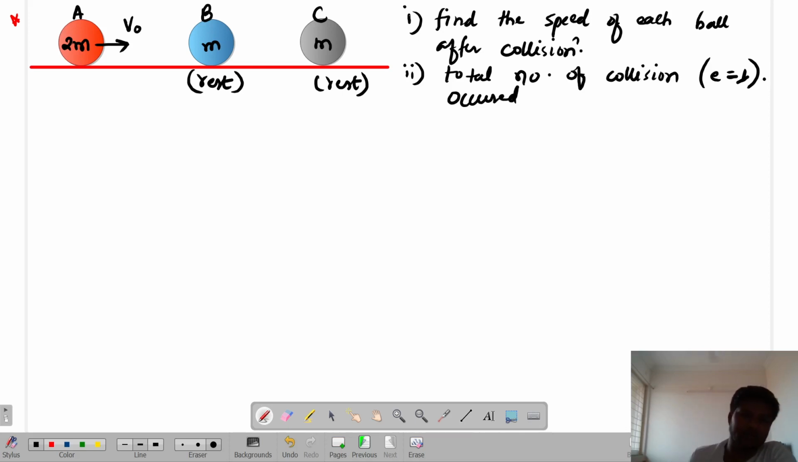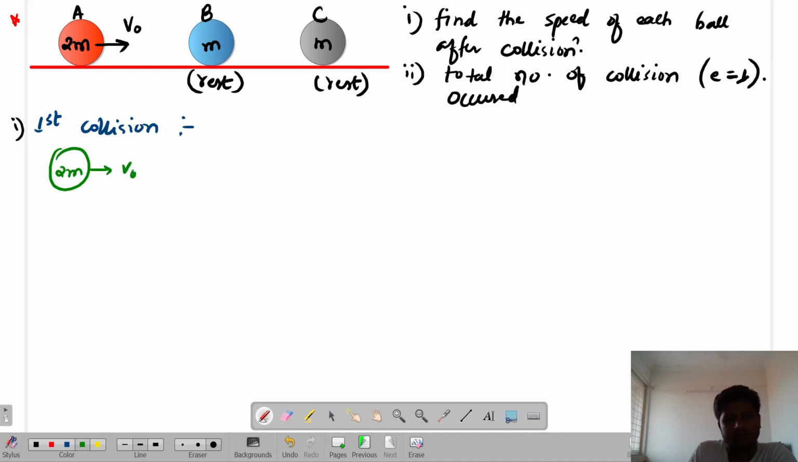Okay, let us see that. Let us talk about the first collision first. Case one, first collision, which happens between 2m moving with v naught and m which is at rest. So after that 2m moves with some velocity v1 and m moves with v2.